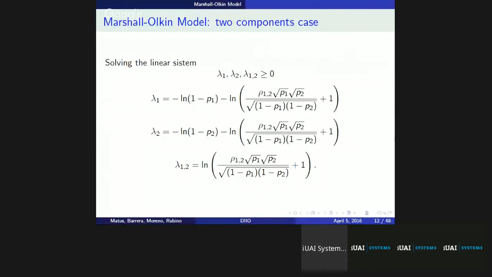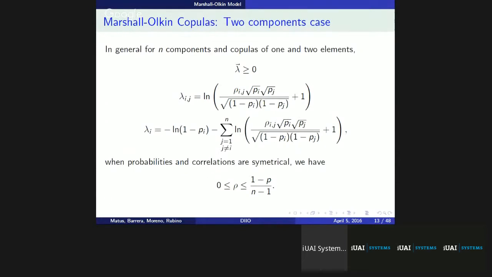Yes. I can use that to go to n components and define all the shocks for each component and all the shocks for each pair of components. And I will obtain that. At this moment, I have one equation for each component, for each marginal probability of each component, and one equation for each correlation between pairs. I have the same number of equations as variables.